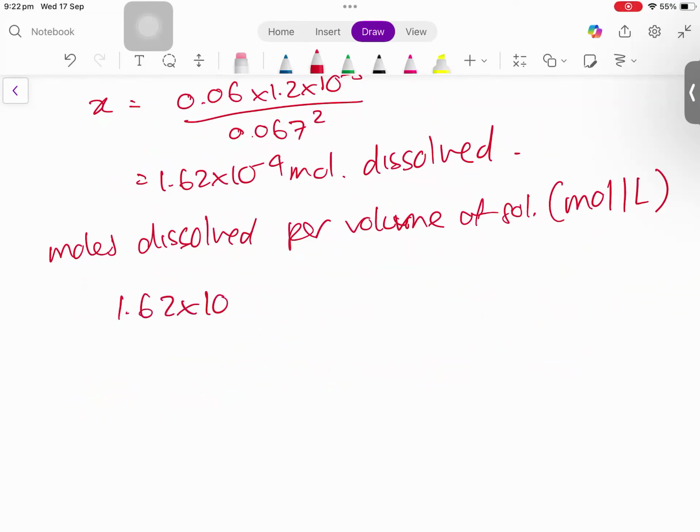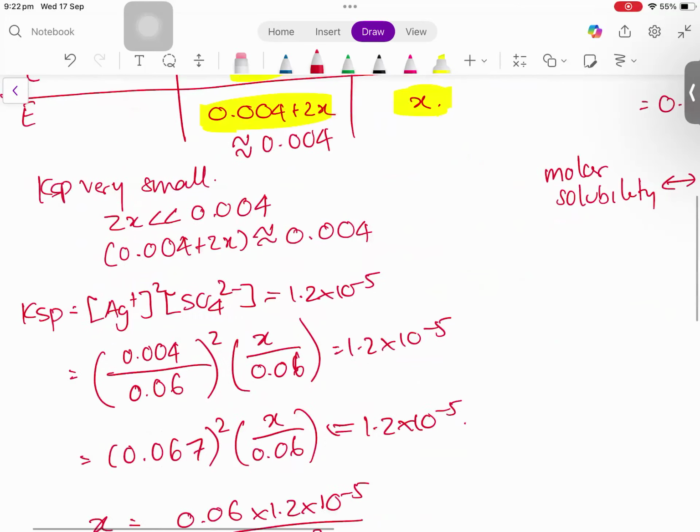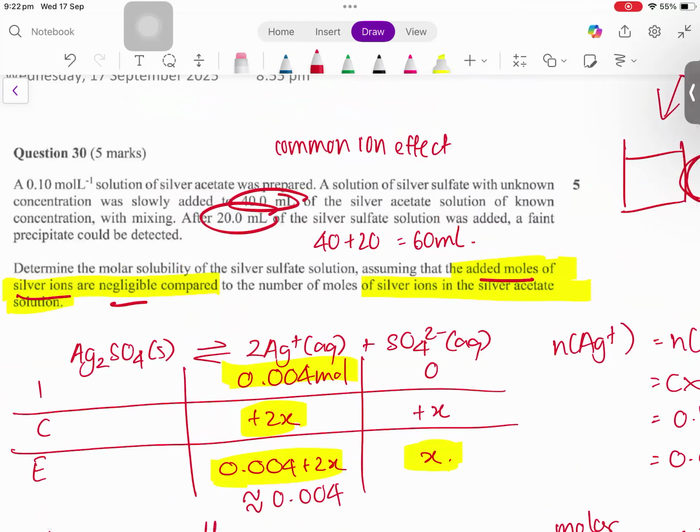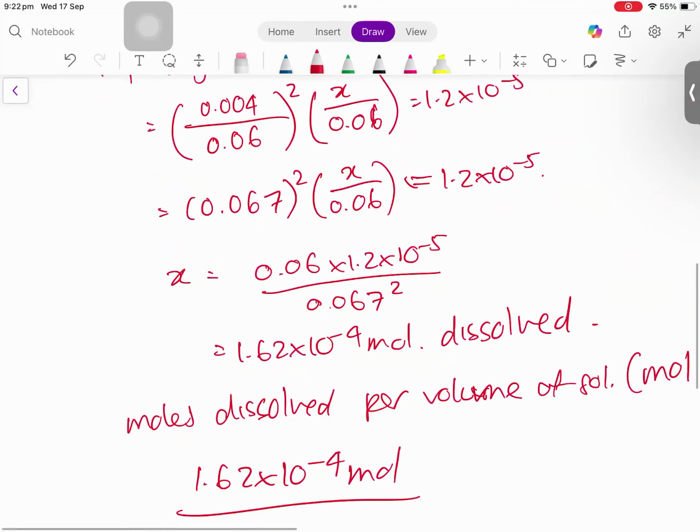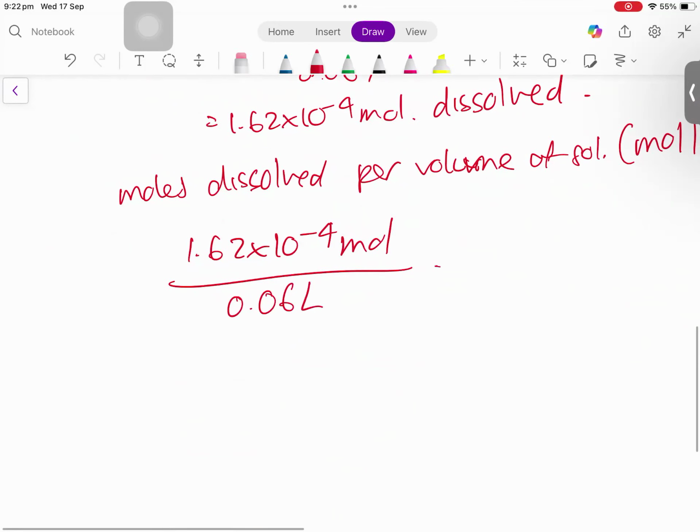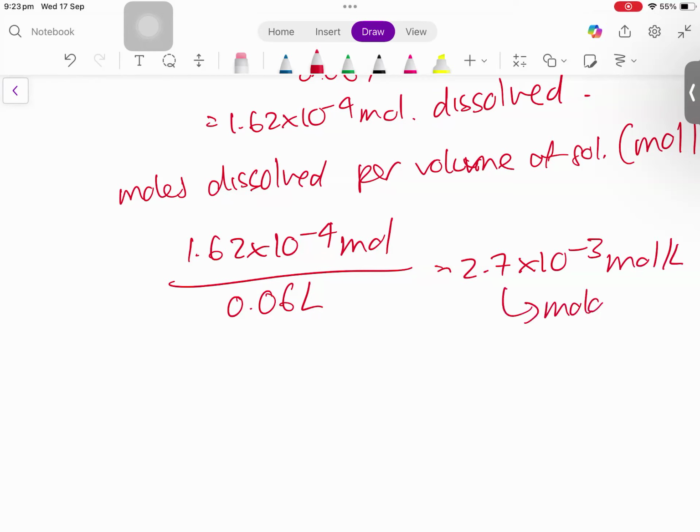1.62 times 10 to the minus 4 mole divided by what volume are we in? Again, remember, we're in the total 0.06 liters. The 1.62 times 10 to the minus 4 is the total amount that you dissolved in the total 60 mL of solution. So 0.06 liters will give you a molar solubility of 2.7 times 10 to the minus 3 mole per liter. This is your molar solubility.